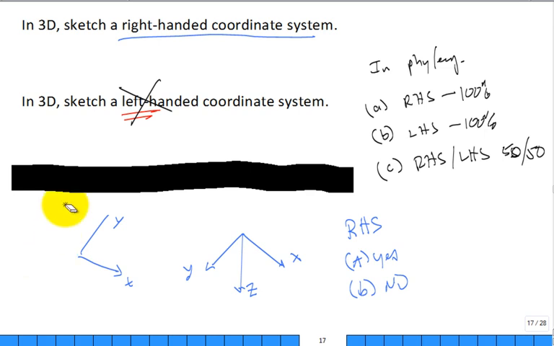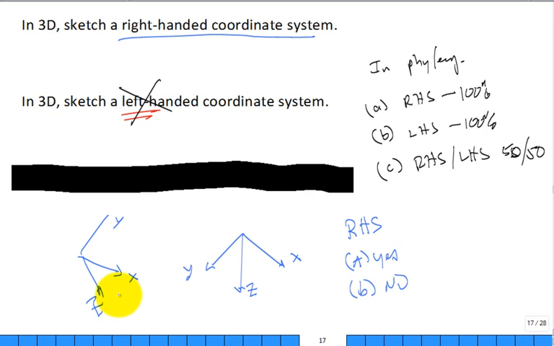Then you change it up like this, and you put Z down. Is that a good right-handed coordinate system? This is still the X right here. Ain't going to work, is it?